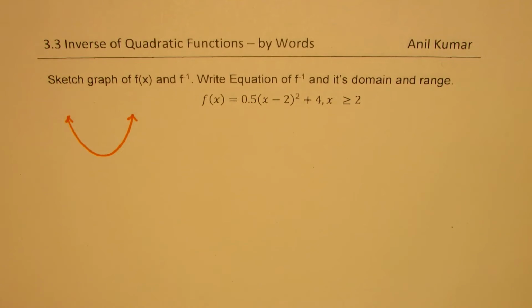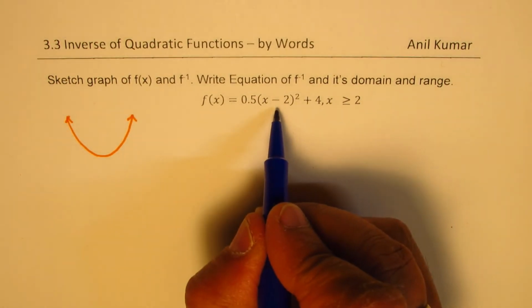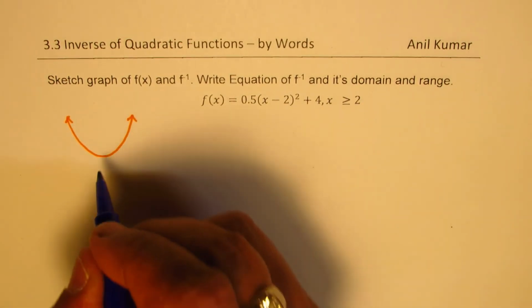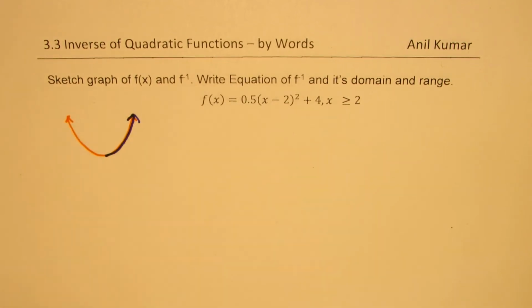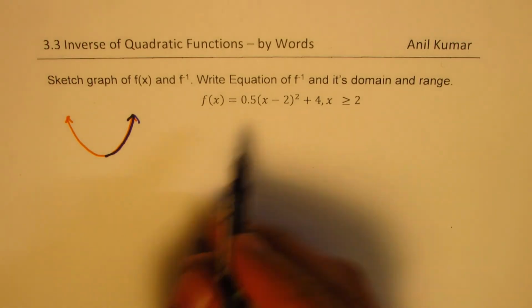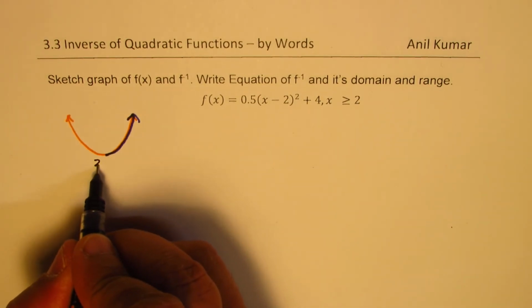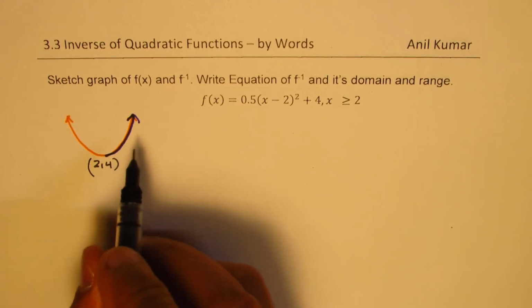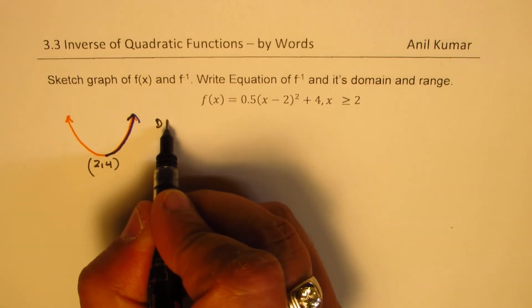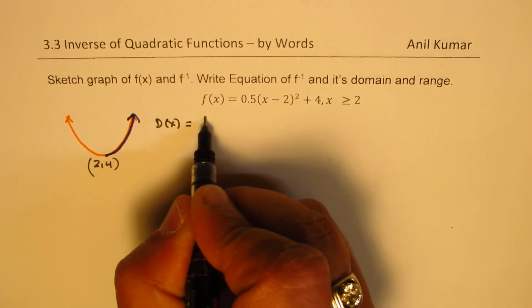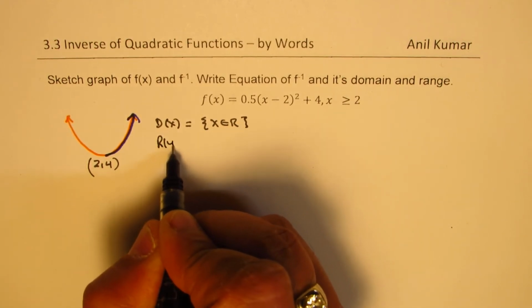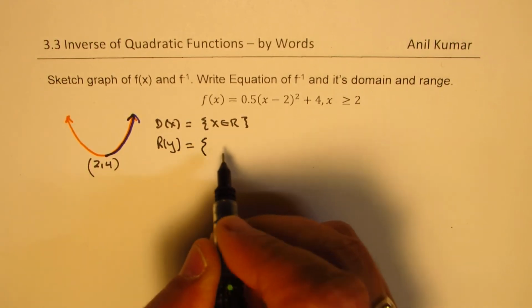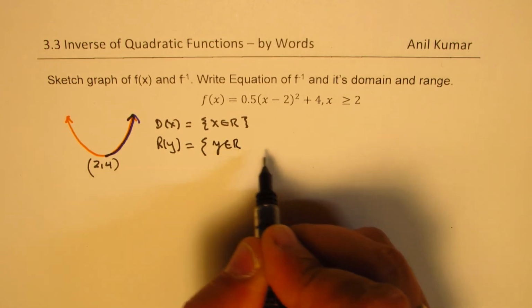Then from the vertex, it is x greater than equal to 2. That means we are talking about this part of this parabola. Does that make sense to you? Correct? The vertex here is 2, 4. As you can see, domain has no restriction. Range is y belongs to real numbers.